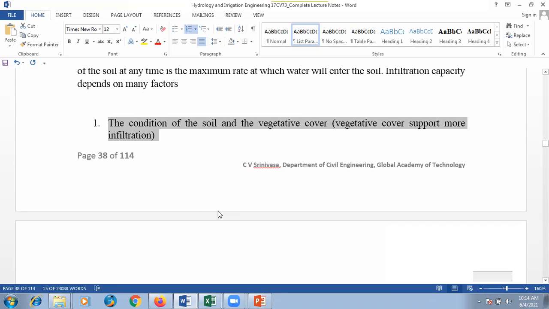So that is the first thing you need to know, how soil would influence infiltration. And similarly, the vegetative cover.